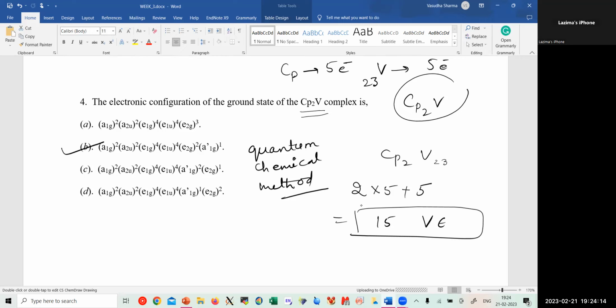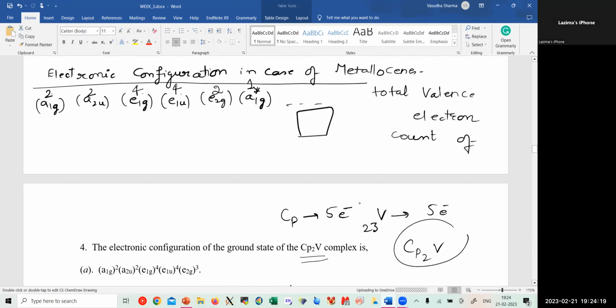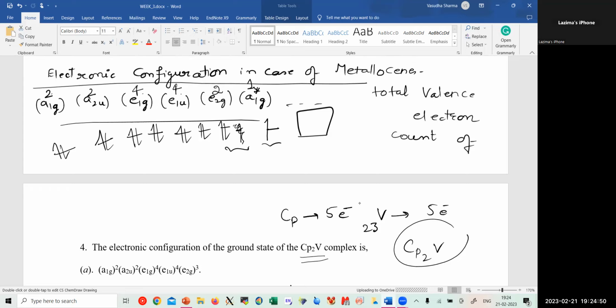And generally we know what is the general electronic configuration in metallocenes. You just have to put your electrons and fill according to the metal orbital capacity. For example, E can have a capacity of 4 electrons. A can have a capacity of only 1 electron because 1 orbital will give you 2. Here E2 is having a combination of two orbitals, so that's why it can accommodate four electrons. Similarly here. And now why there is two here, three over here and one here separately. So this is not here, this is empty.